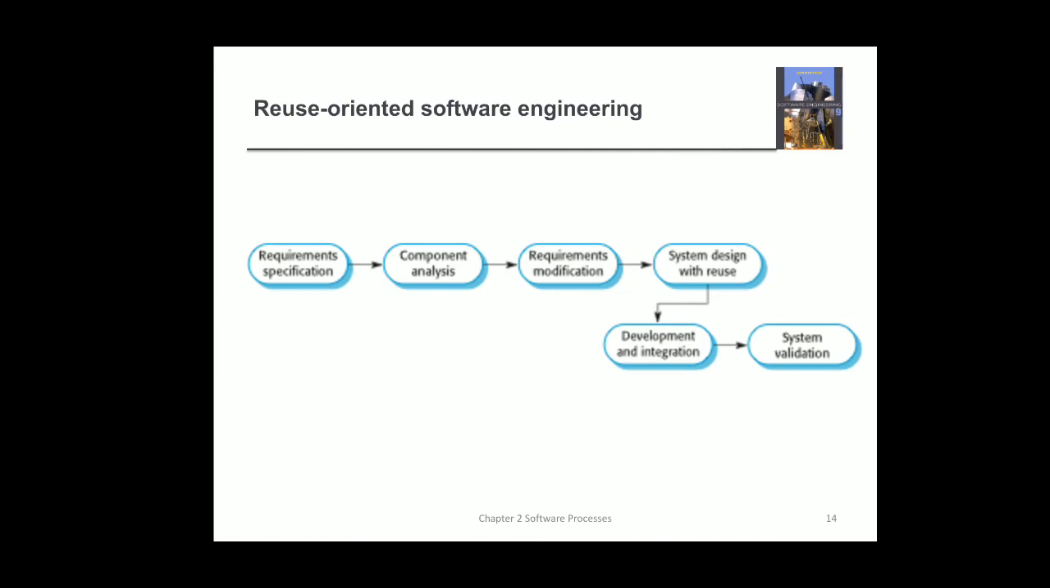And the last thing is development and integration. Software that cannot be externally procured is developed, and the components and core systems are integrated to create the new system. System integration in this model may be part of the development process rather than a separate activity. Once this is done, we go for system validation, which is similar to all the models.